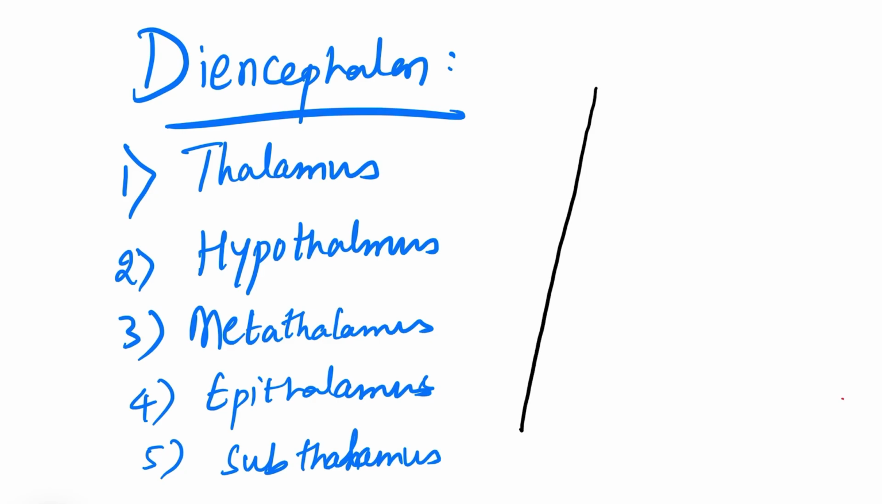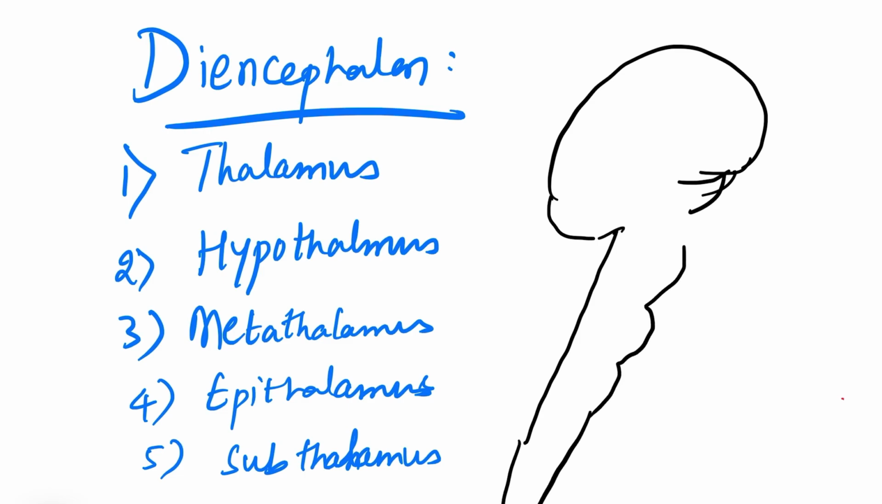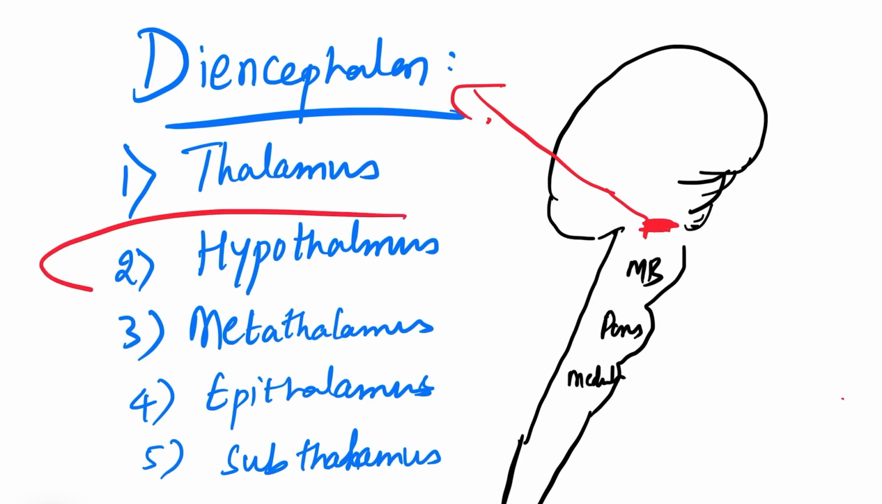Suppose this is a cerebral hemisphere, I'll just redraw it, a rough diagram. This is continuous with the brain stem, which consists of the midbrain, pons and medulla, which is continuous with the spinal cord. The diencephalon structures are present at the base of the brain, where the brain stem starts, which I am highlighting with the red color. So more exactly at the base of the brain. We'll discuss the individual parts later in subsequent videos. Right now we'll discuss the hypothalamus.